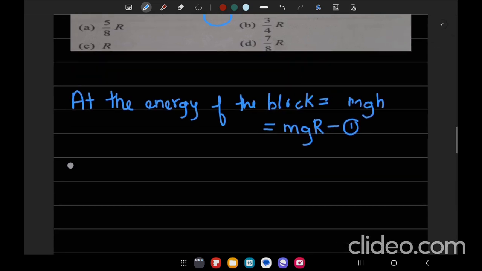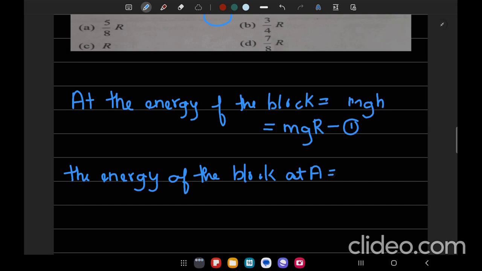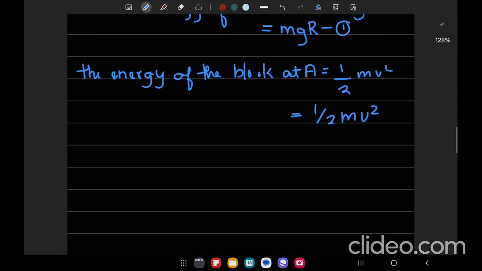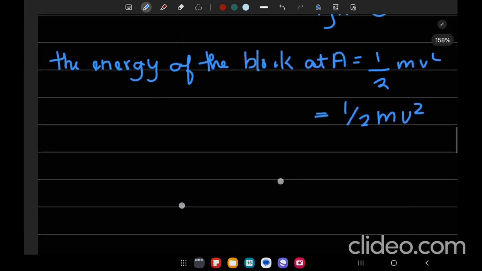It is simply the kinetic energy. So we can represent it as half m v square, where m is the mass of the block and v is the velocity of the block at point B. So let's write half m v square.